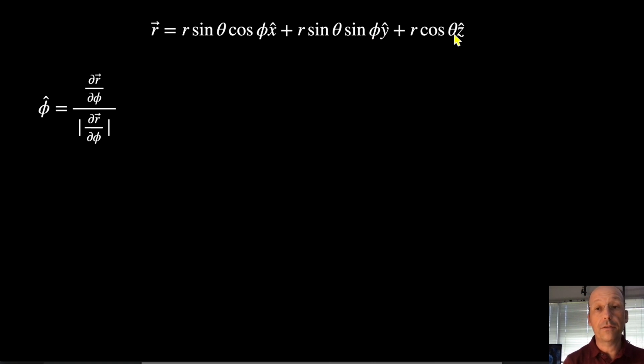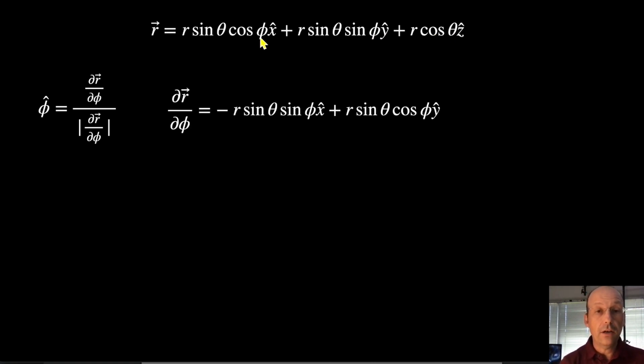The partial of this with respect to phi, and there's no phi term there. So right here, I have cosine phi. The partial of cosine phi with respect to phi is going to be negative sine phi. So I get negative r sine theta sine phi. Up here, I have sine phi, so I get cosine phi. And then there's no phi term there, so I get that.